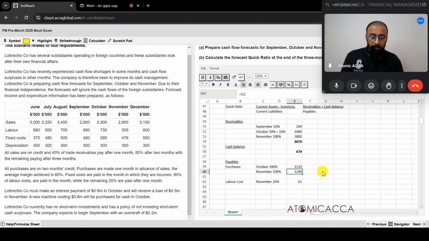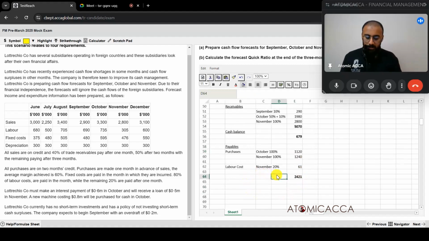So here if I take the total of the payables, this will be equal to the sum of all these numbers. And now we have receivables, we have the cash balance, we have the payables figure. Just write here total.